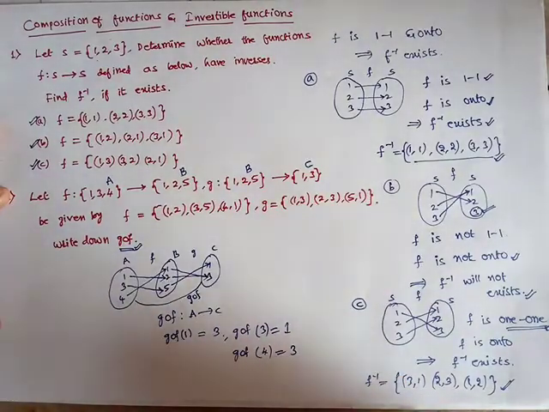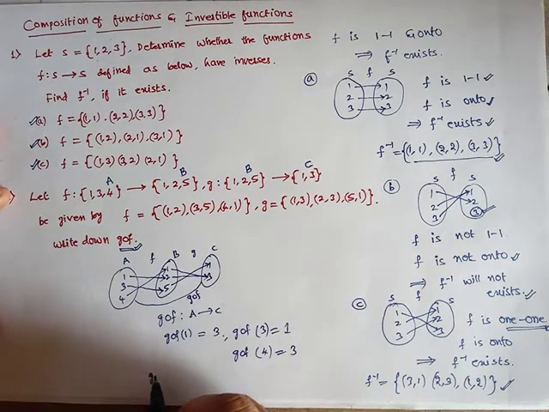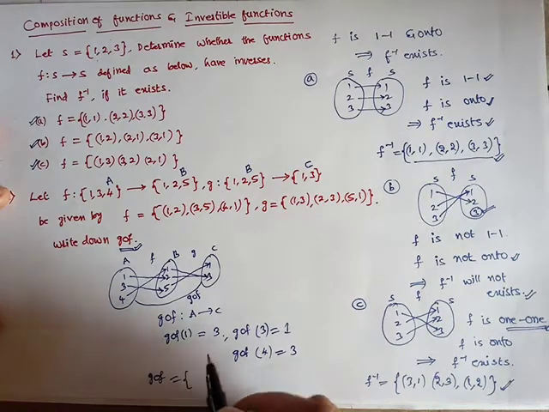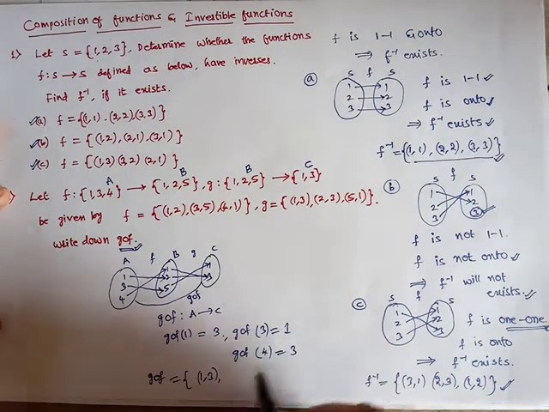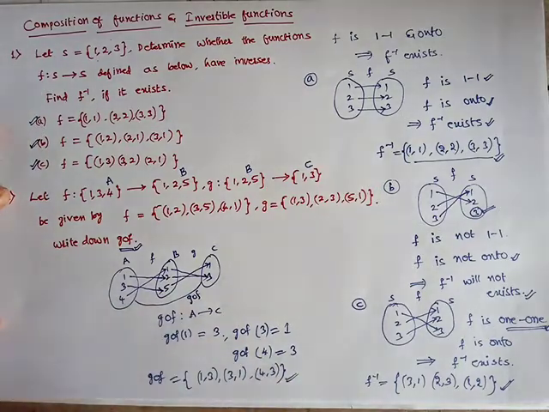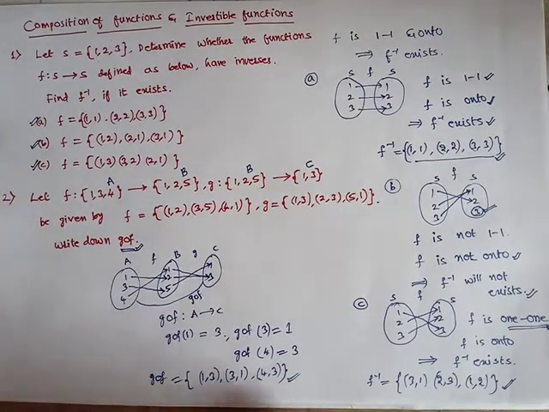so this is your answer. Now g circle f, which is also going to be a function, and you can write (1, 3) as the first ordered pair, (3, 1) as the second ordered pair, next (4, 3) as the last ordered pair. So these are your particular values of g circle f.